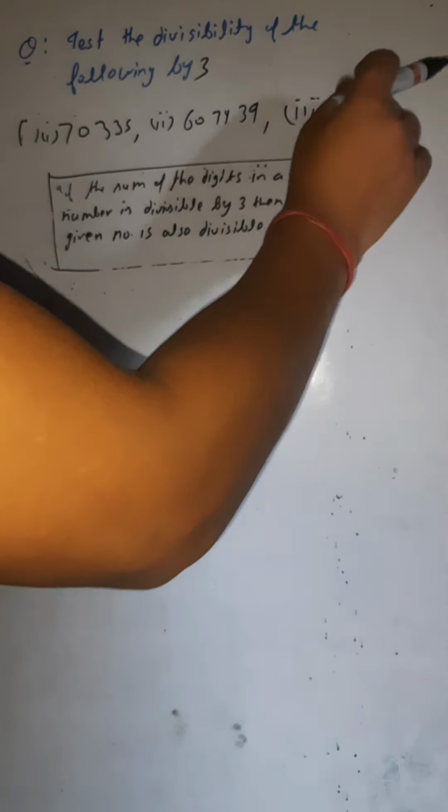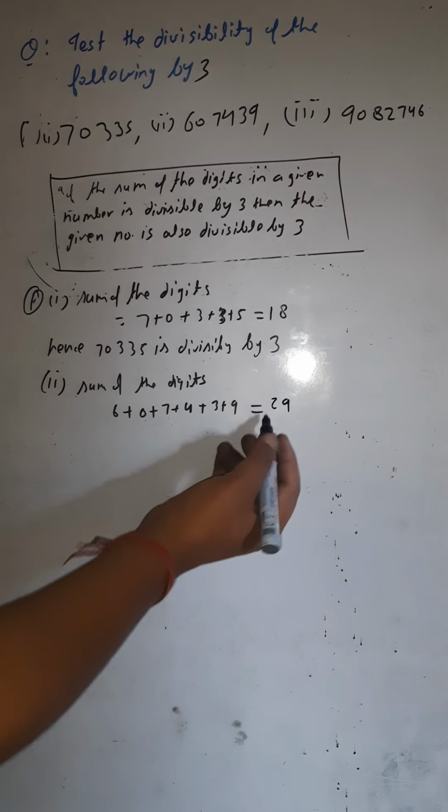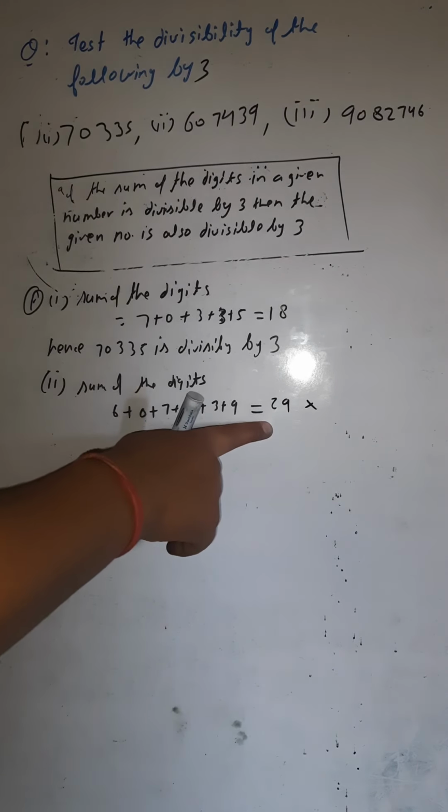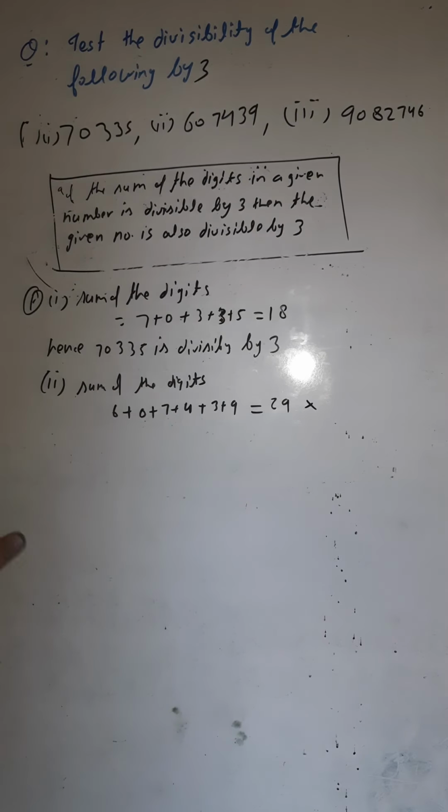Second question is 607439. So again you add all the digits there. Sum of the digits. So it is 6 plus 0 plus 7 plus 4 plus 3 plus 9. Add all the digits. So how much are you getting? 6 plus 0, 6 plus 7, 13 plus 4, 17 plus 3, 20 plus 9 would be 29. Now I think 29 is not divisible by 3. 3 9s are 27, 3 10s are 30. So 29 is not divisible by 3.